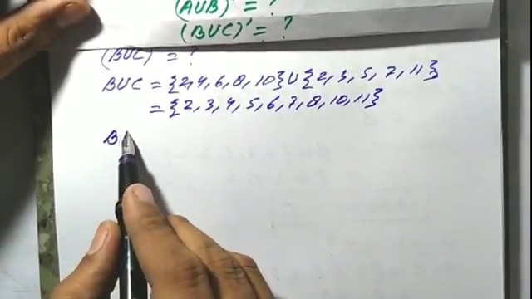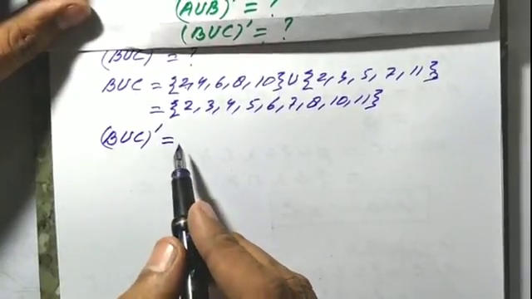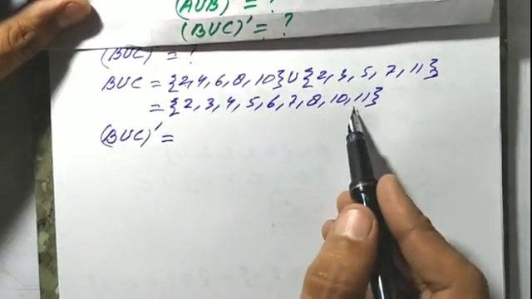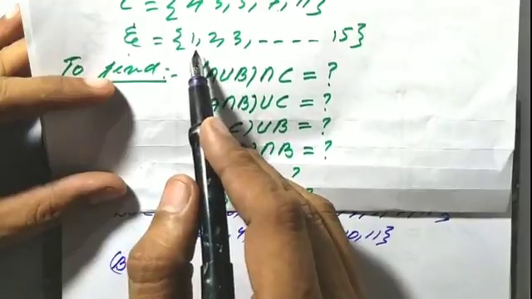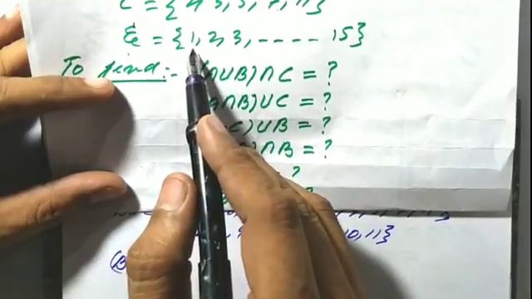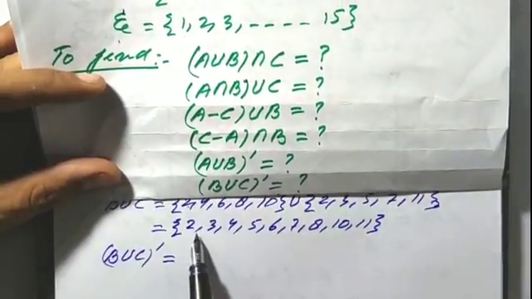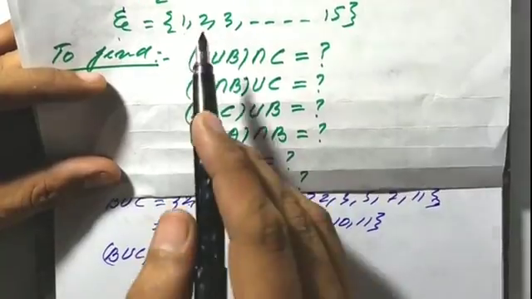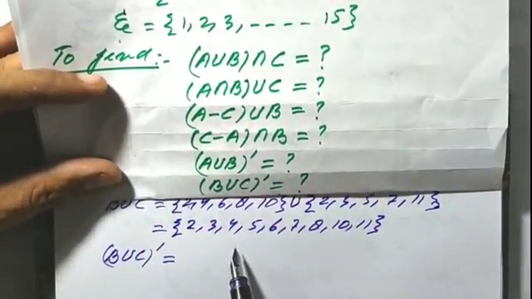Now we have to take (B ∪ C) complement, which is the set of all the elements of the universal set which are not contained in B union C. The universal set is the set of all the natural numbers from 1 to 15. So we have to exclude all these elements from the complement. We have to take each and every element of the universal set which is not contained in B union C.